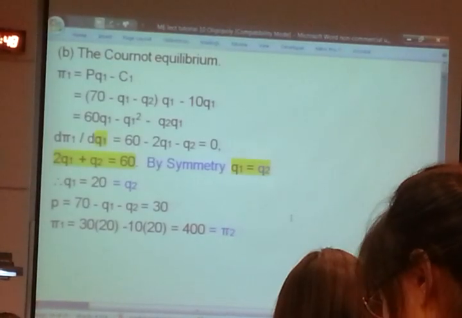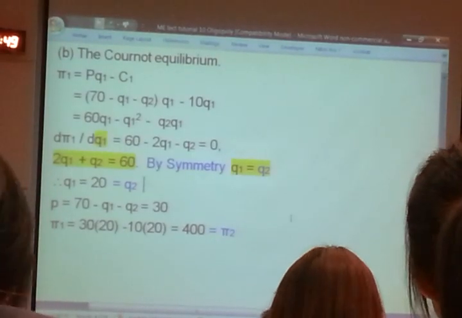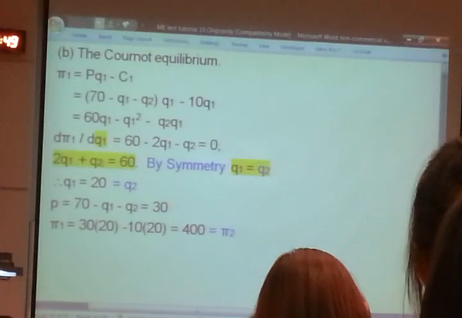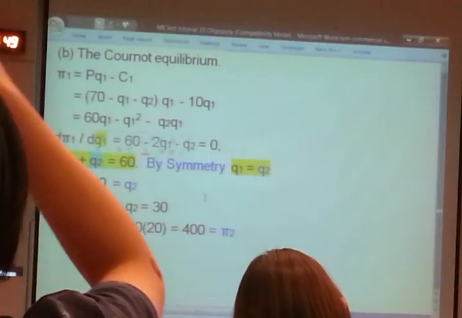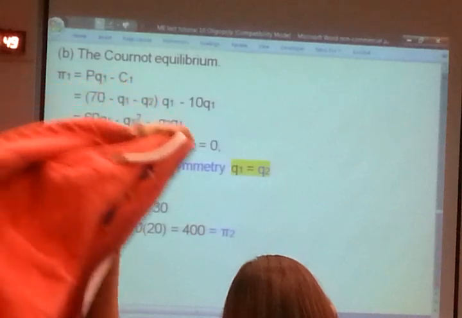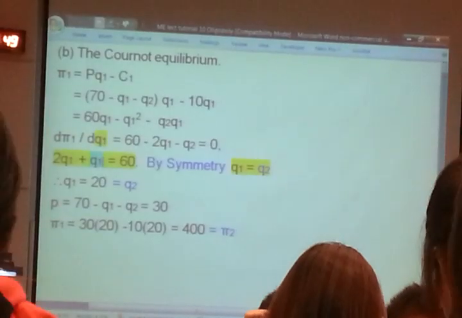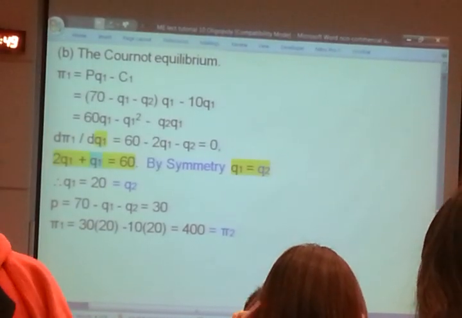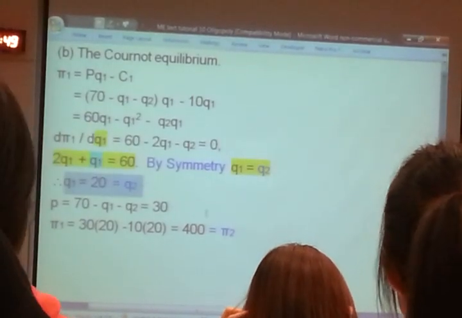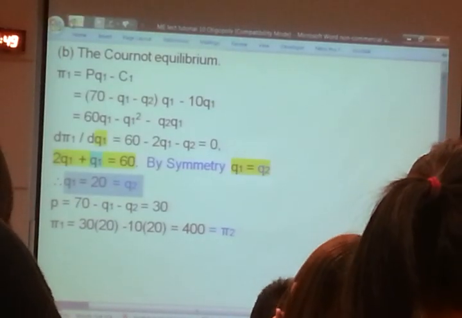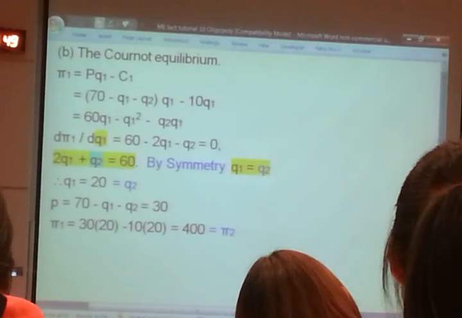Okay. Now, how do we know they are the same? Because if they are the same, I can rewrite this as Q1. I can rewrite this as Q1. Q1 is equal to 60. Q1 equal to 80. And because they're the same, we found one, we found both. Right? So the only question now is, how do we know that they are the same?